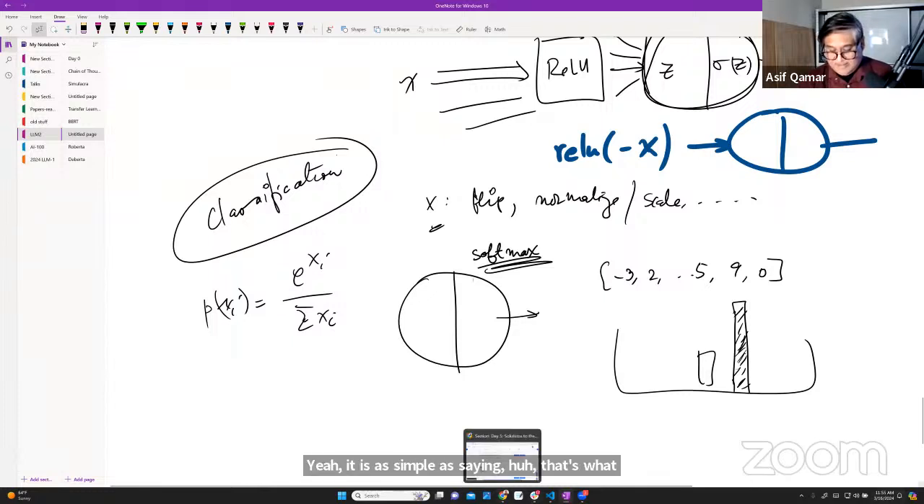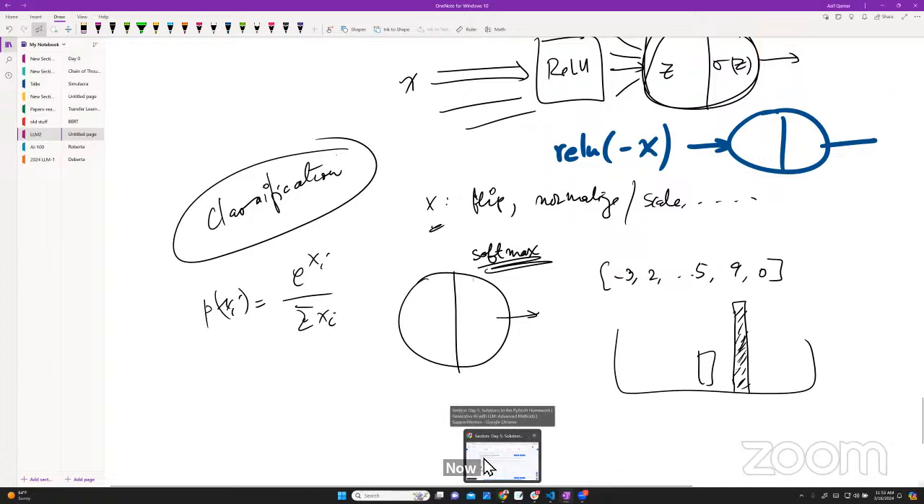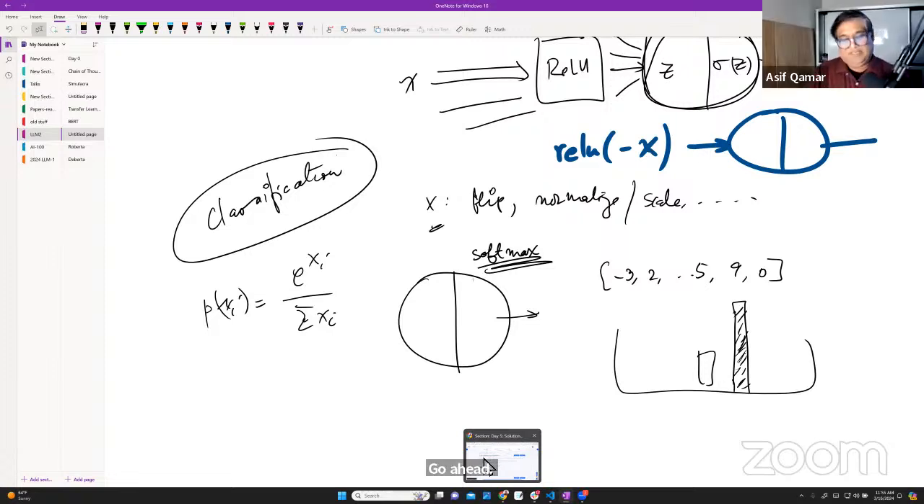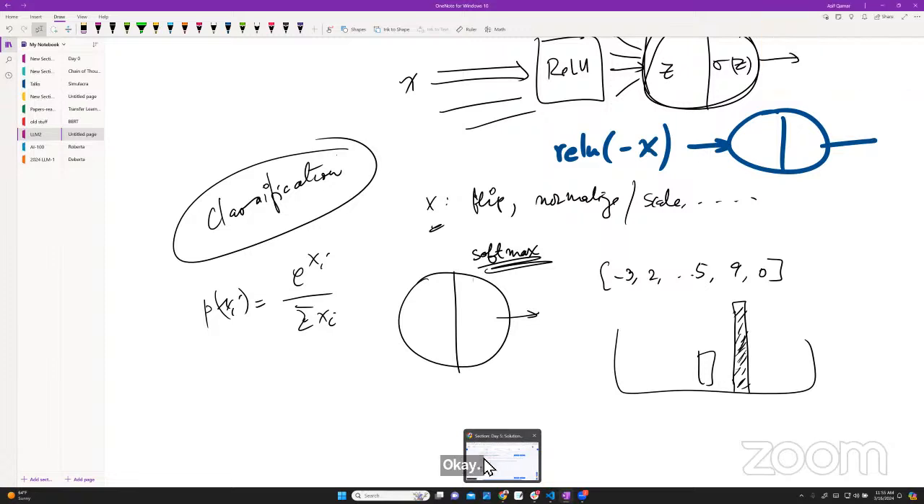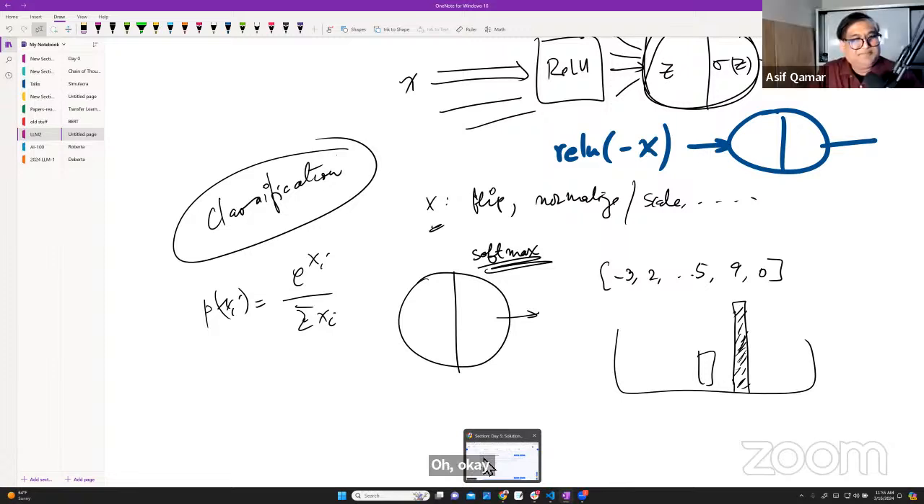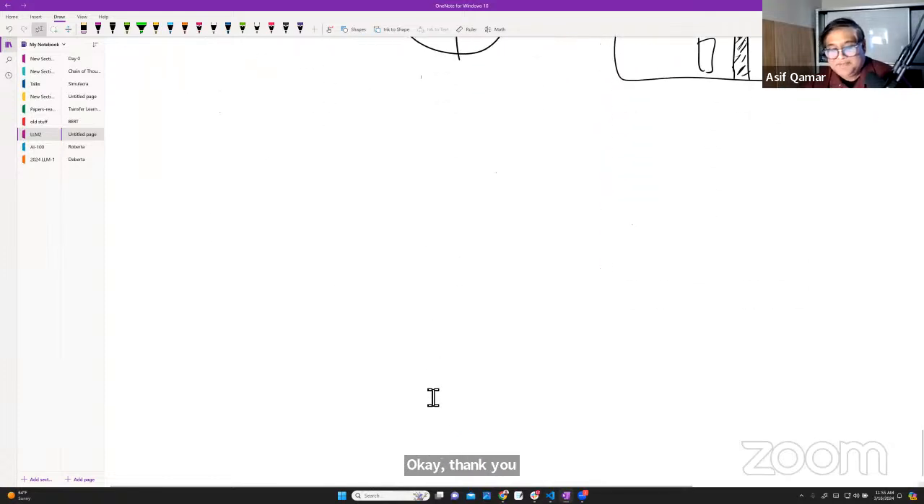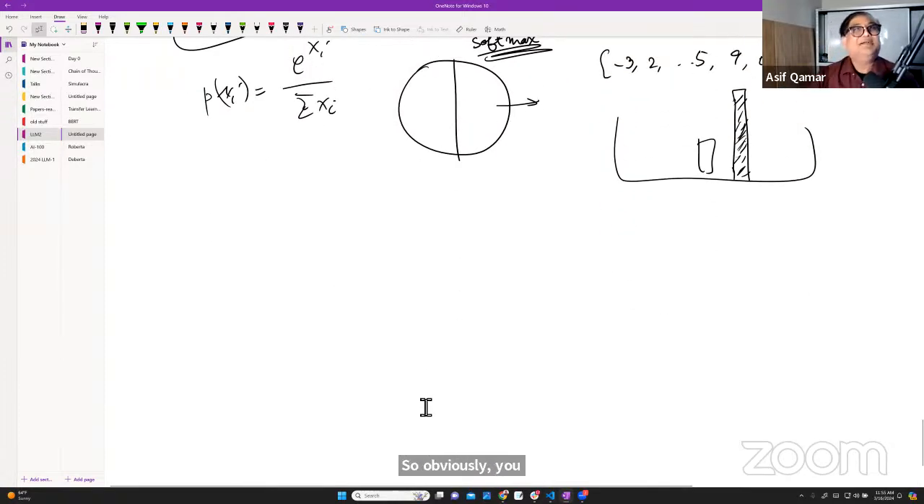Now, then comes the standard deviation. Go ahead. Just one question. You said the AutoML thing, will that be able to figure out this network, Asif? Oh, okay. The Bayesian optimization process will discover it in no time. Okay, thank you. So obviously, you can either reason through it or have a network discover the network to solve the problem.